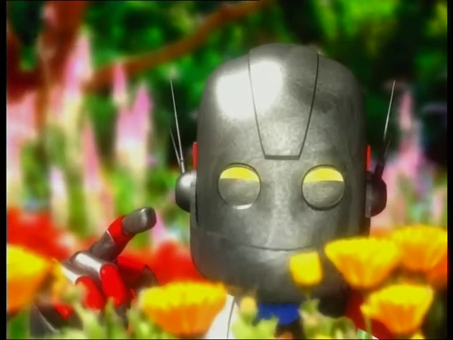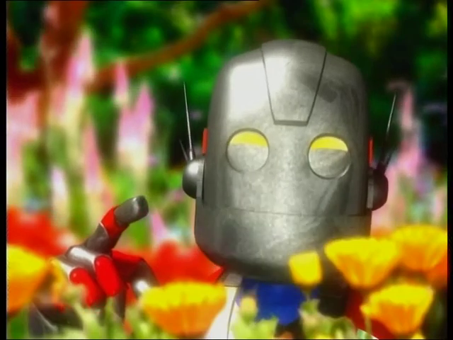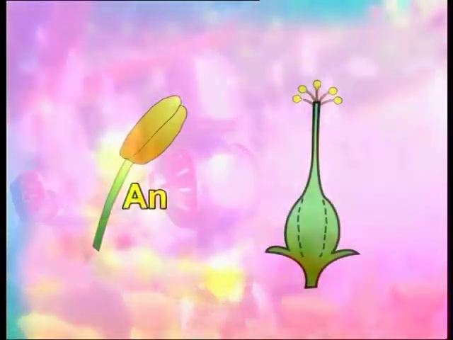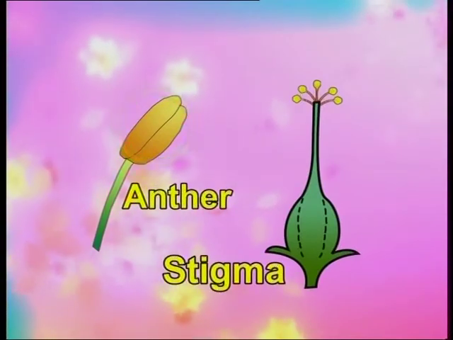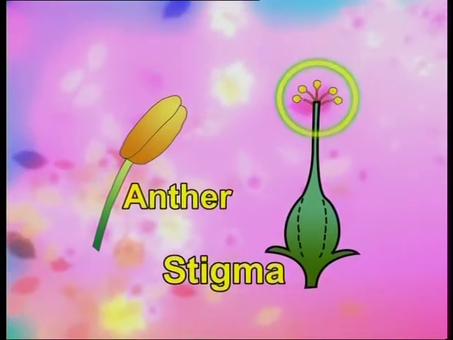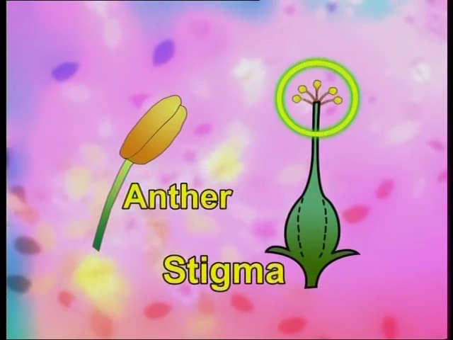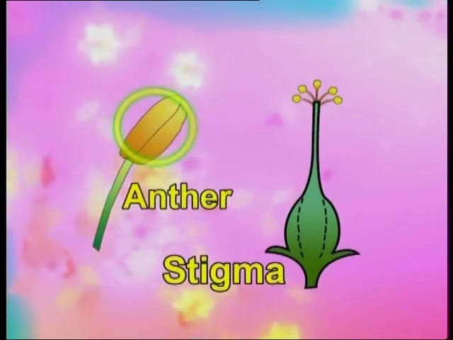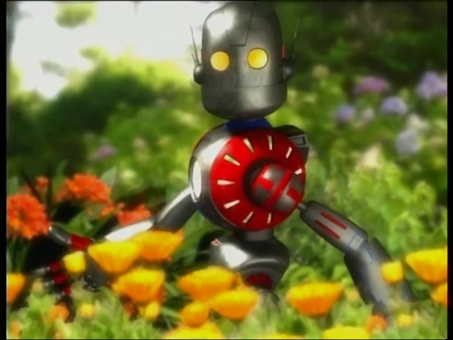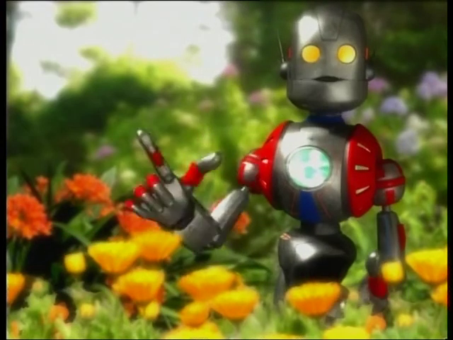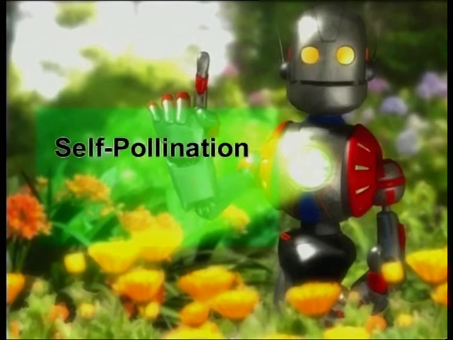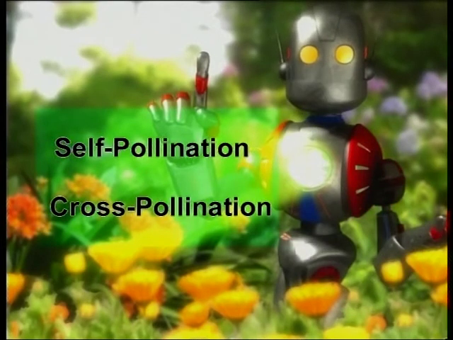Do you want to know more about pollination? Pollination is the transfer of pollen grains from the anther to the stigma so that the male and female gametes can be joined to make new plants. There are two types of pollination. They are self-pollination and cross-pollination.